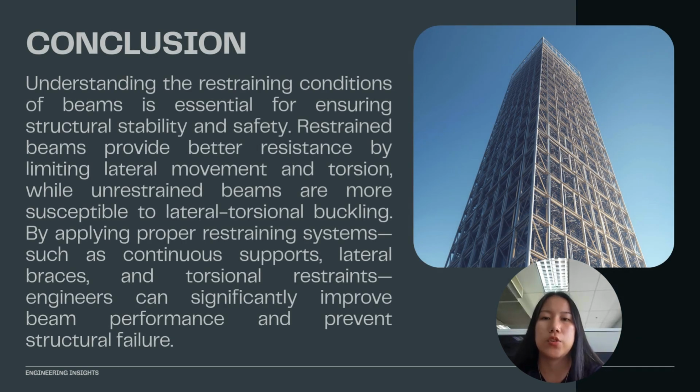Now the last one is conclusion. In conclusion, understanding the restraining condition of beams is essential for ensuring structural stability and safety. Restrained beams provide better resistance by limiting lateral movement and torsion, while unrestrained beams are more susceptible to lateral torsional buckling. By applying proper restraining systems such as continuous support, lateral braces, and torsional restraint, engineers can significantly improve beam performance and prevent structural failure.